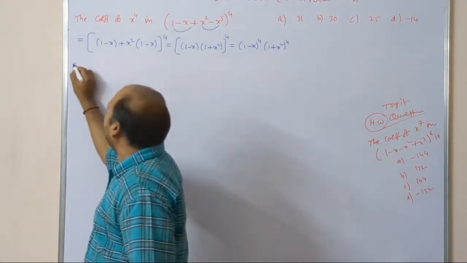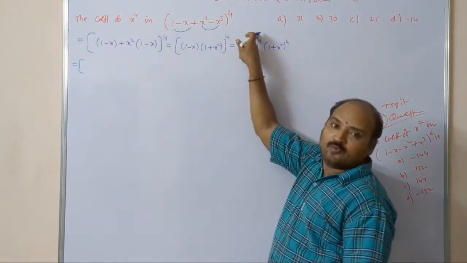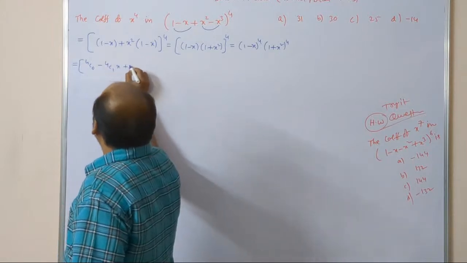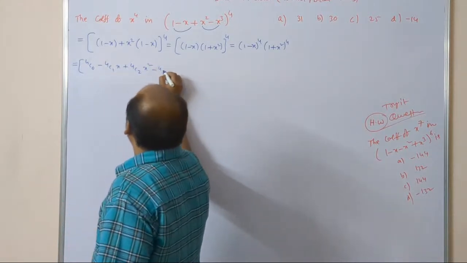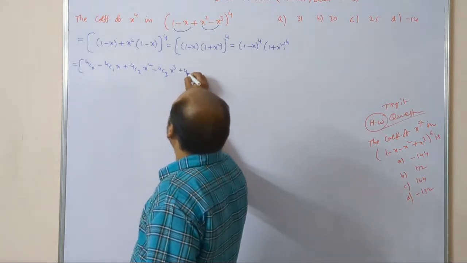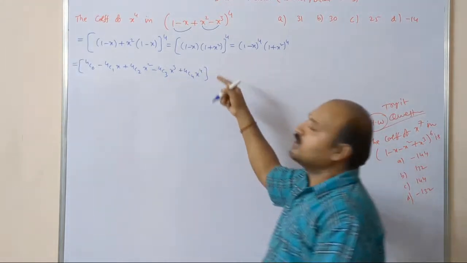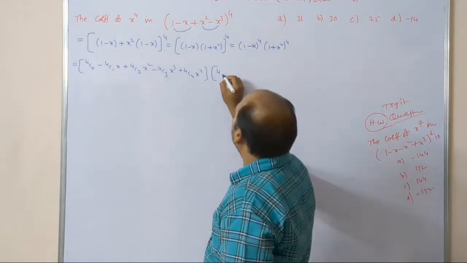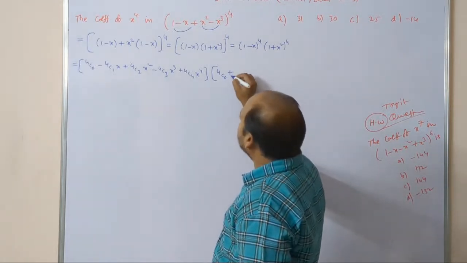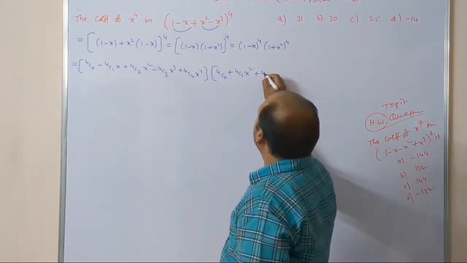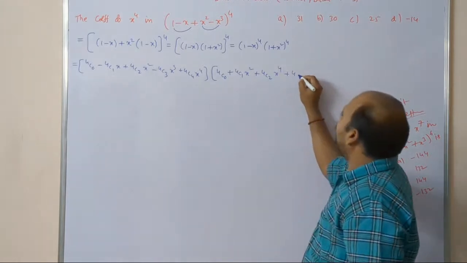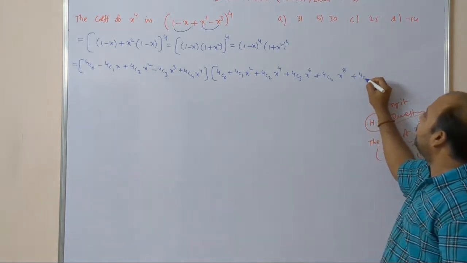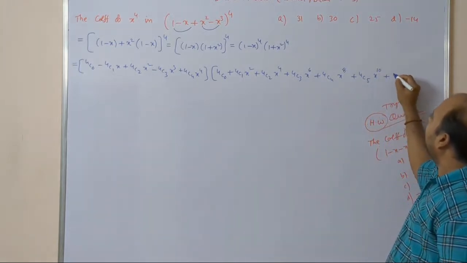So 1 by 1 I am going to expand. 1 minus x whole power 4: 4c0 minus 4c1x plus 4c2x square minus 4c3x cube plus 4c4 x power 4. So first expansion over. Come to the second expansion with x square as the second term. So 4c0 plus 4c1 x square, 4c2 x power 4, 4c3 x power 6, 4c4 x power 8.